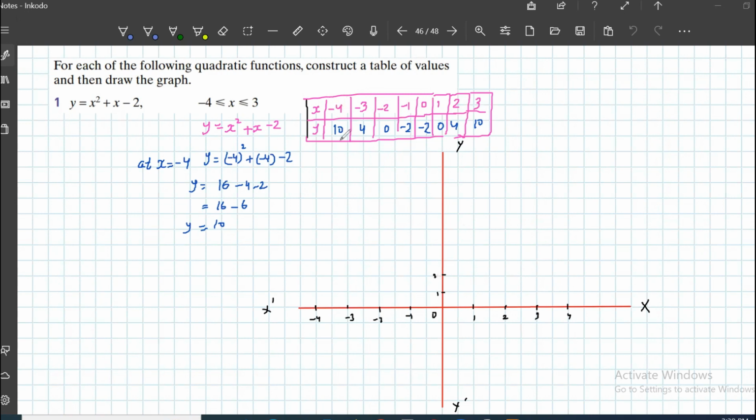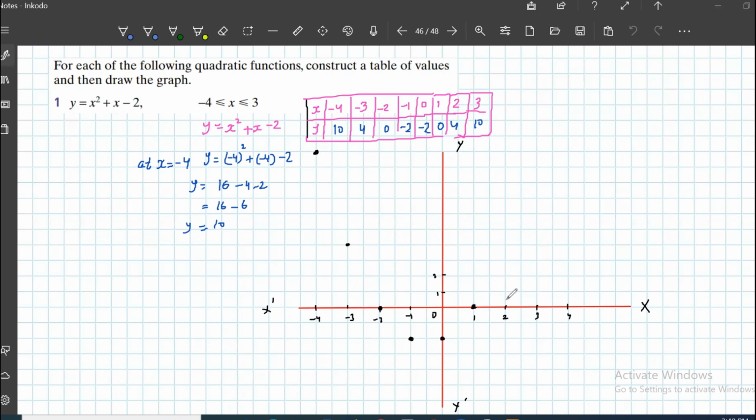So for example, I'm checking -4 and 10. So 1, 2, 3, 4, 5, 6, 7, 8, 9, 10. This is my first point. At -3, it is 4. 1, 2, 3, 4. This is the point. At -2, 0. Exactly this point. -1, -2. So this is the point. And then 0, -2. Same, but on the y-axis. And 1, 0. Exactly this one.